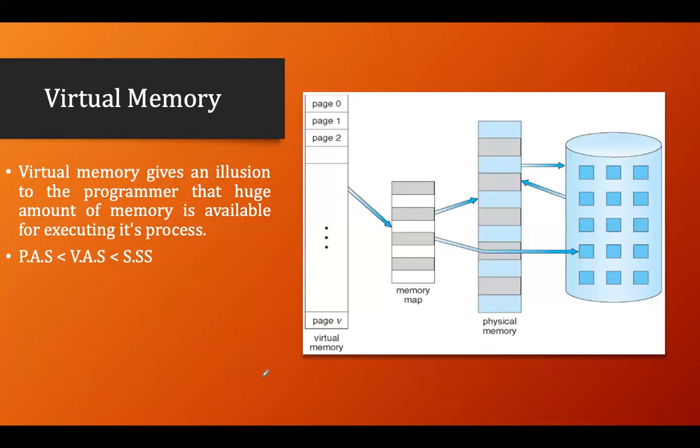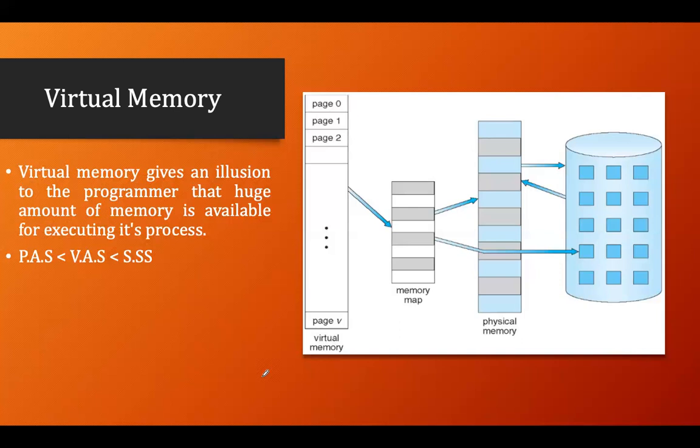Let's say the process size or the program size is 10 GB, and my memory size is 8 GB. So I can never accommodate the whole process or the whole program at once. So what we do is we divide the program or the process into a number of pages, and whenever we require those pages, we put them into the physical memory. The whole illusion which is given to the programmer is called virtual memory.